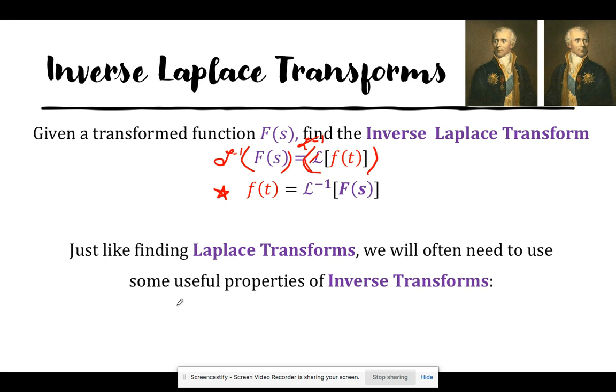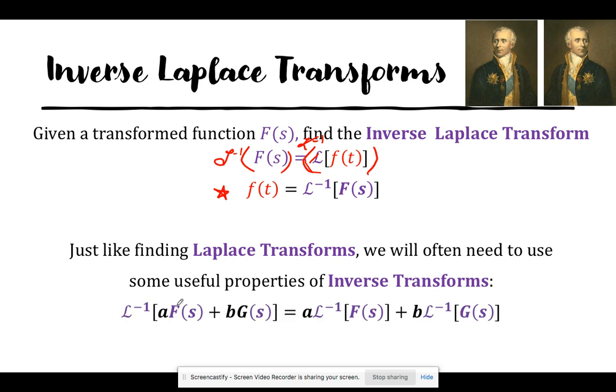Just like with going from f of t to F of s, we used some properties. We have similar properties for inverse transforms. The inverse transform of the sum of constants times these transformed functions. Oh, that G isn't purple. You can pull out constants, and you can break up sums or differences. I really should have put a minus under here as well. And that should be purple. It's the details.